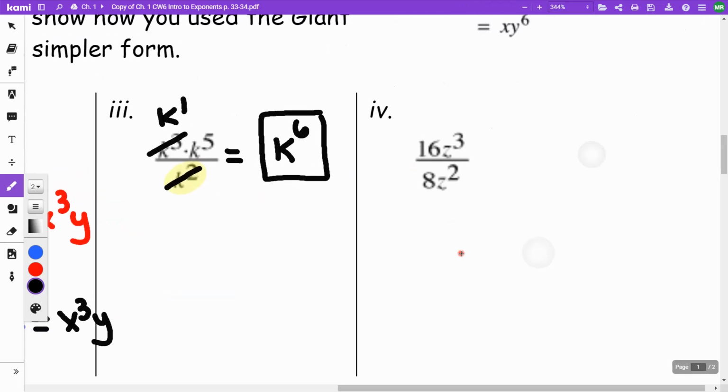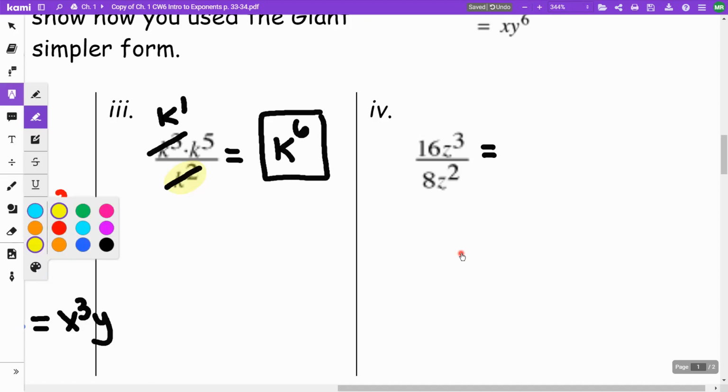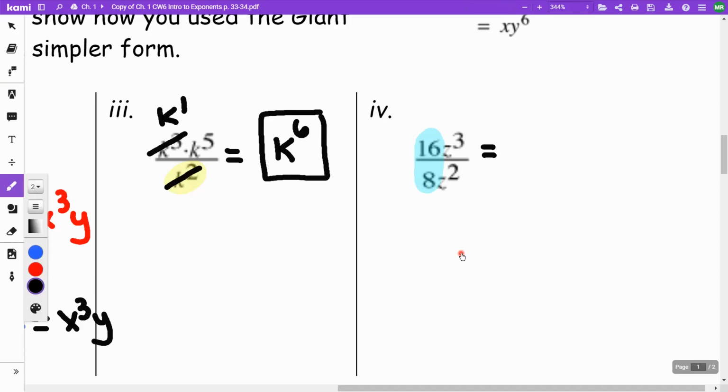On this one, now I have a 16 and an 8. 16 and 8 are normal numbers. So if I'm looking at that 16 over 8, can I reduce 16 over 8? Well, 16 over 8 really is just a 2.